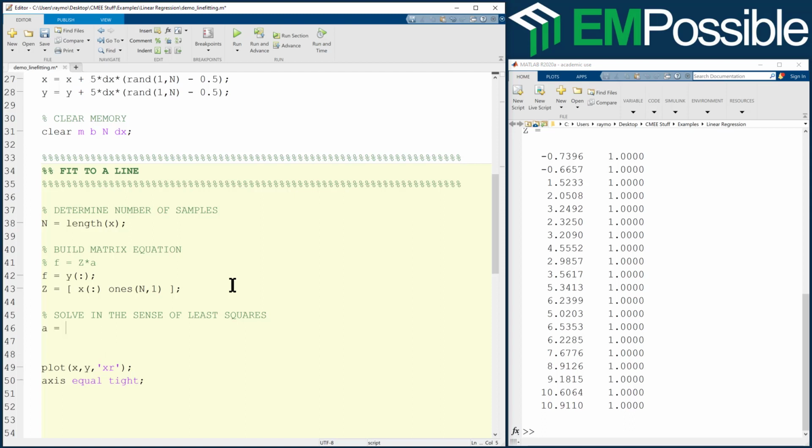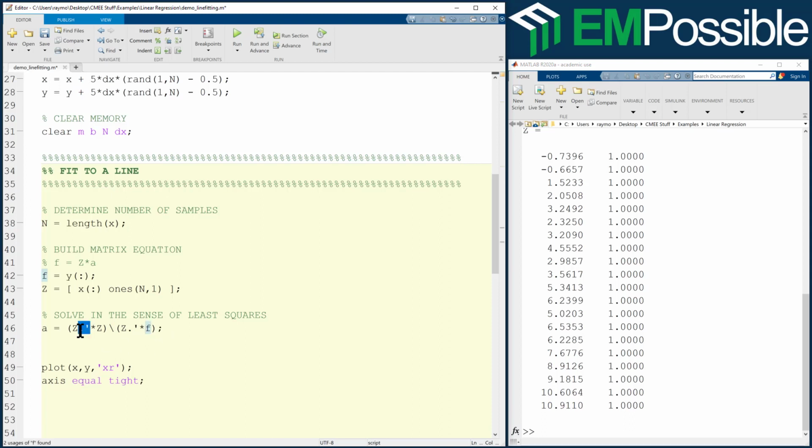So we would like to just say Z backward divide F. But again, we need to solve this in the sense of least squares. And what we do is we pre-multiply both sides of that equation by the transpose of Z. So let's go ahead and do that. We can say Z dot transpose times Z. So that's our Z transpose Z, and then we need to pre-multiply F also by the transpose of Z. So Z dot apostrophe times F.